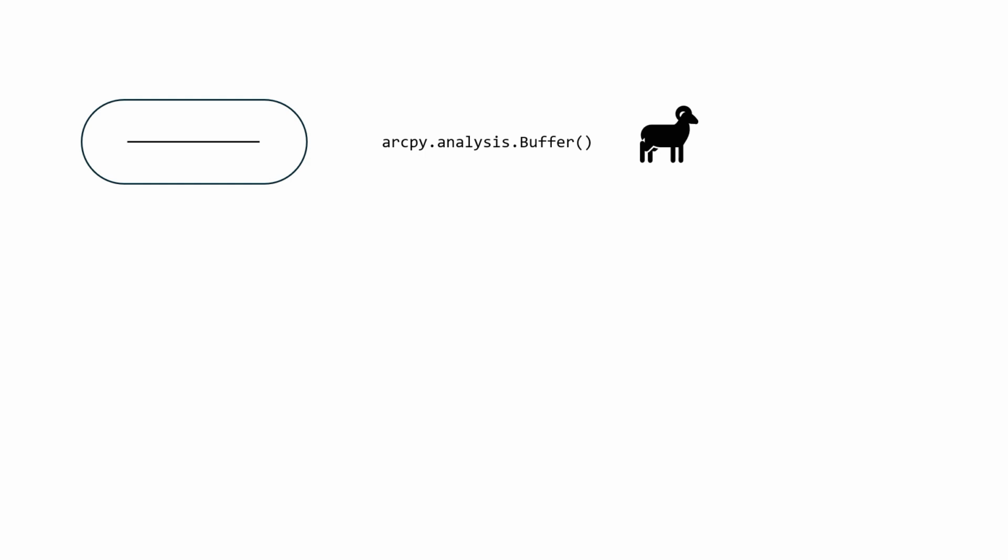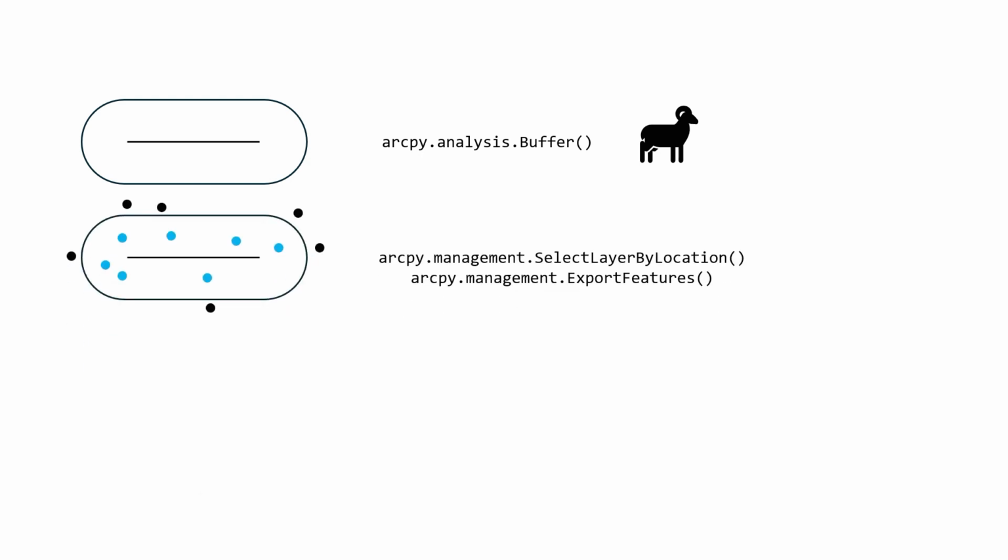Along with our linear feature class, we also have a point feature class, and we want to select some of those points based on their intersection with the buffer. We then take those intersected points and we export the features into our memory workspace. So now we have a buffer in our memory workspace and a subset of points, which are both now feature classes in our memory workspace.